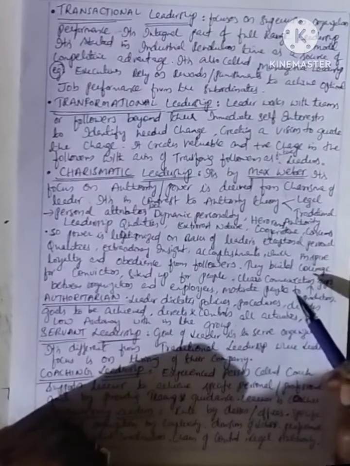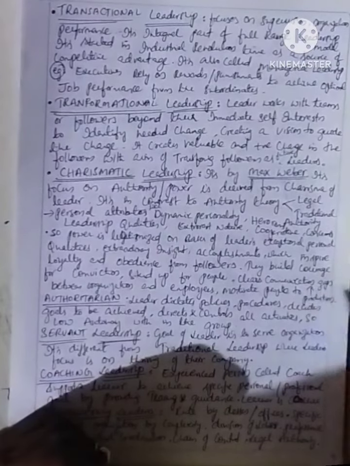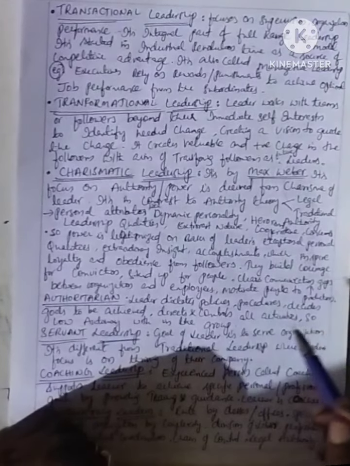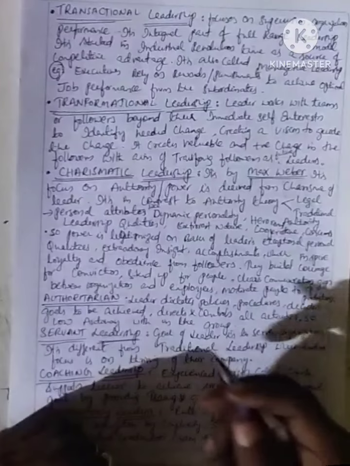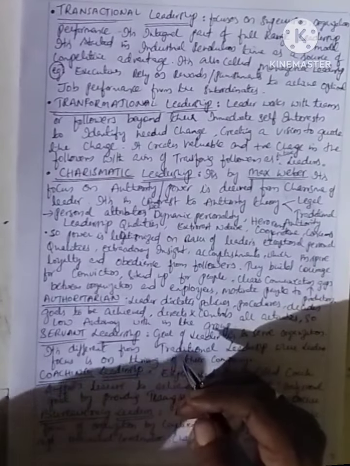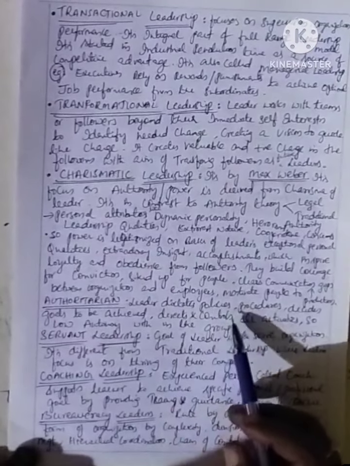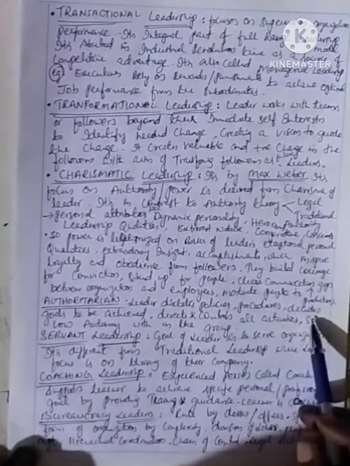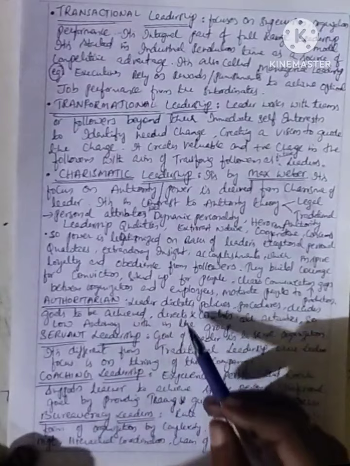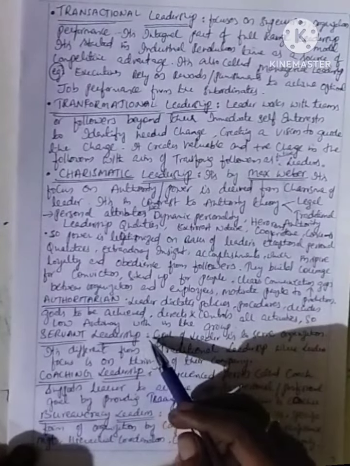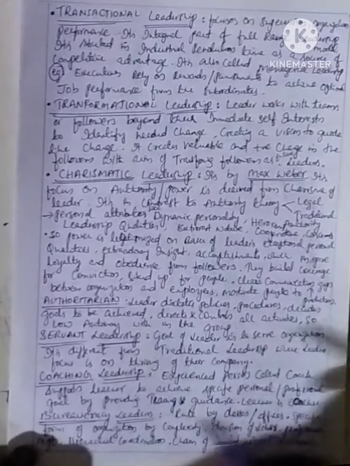They build courage for conviction and stand up for the people, clear communication gaps between the organization and employees, and motivate the people to increase production. This is about charismatic leadership. Authoritarian leadership. The leader dictates policies and procedures and decides goals to be achieved, directs and controls all activities, so low autonomy is found among the group members.